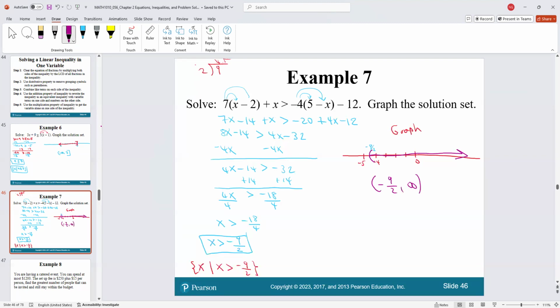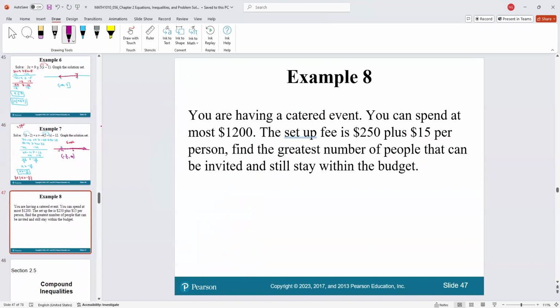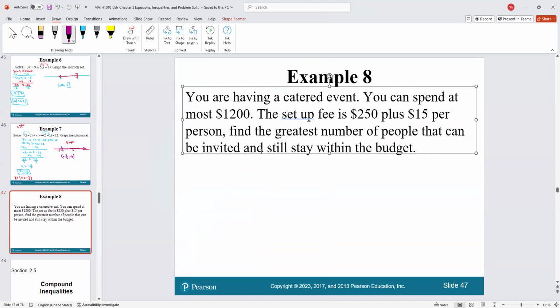If you still need more examples, just do the homework, because you're going to have plenty of homework to help you remember all of this. We're going to conclude with solving problems modeled by linear inequalities. I'm going to make this one smaller so we have enough space.